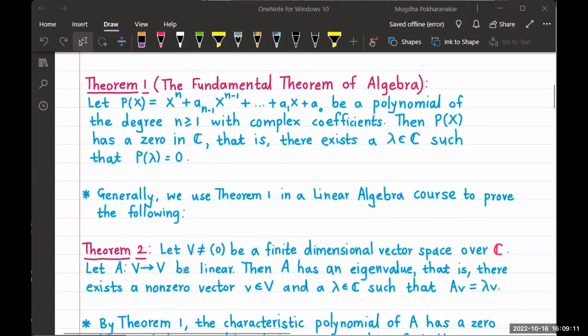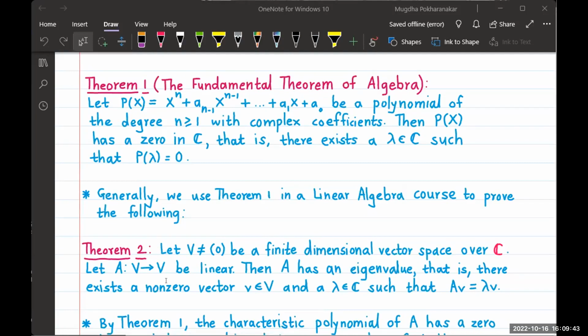And how do we prove this using the fundamental theorem of algebra? If we consider the characteristic polynomial of this linear map A, it will be a non-constant polynomial with complex coefficients, of degree equal to the dimension of the vector space, which is greater than or equal to 1. So by the fundamental theorem of algebra, it will have a zero in C, and that zero is nothing but an eigenvalue of this linear map A. Okay, that is how we prove Theorem 2 using Theorem 1.